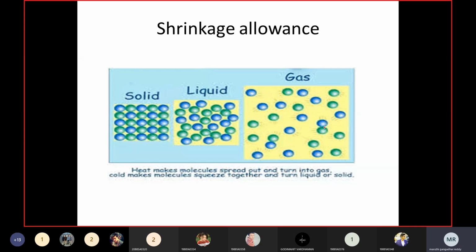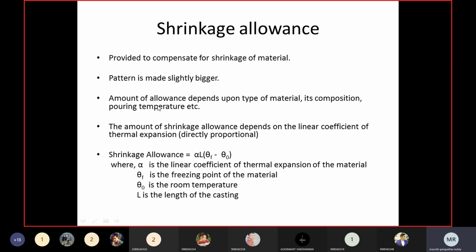That means in the gaseous state, more spacing is there between the molecules, whereas lesser space is there in liquid, and still lesser space in the case of the solid. That's why, in order to provide compensation for the shrinkage of the metal, we are pouring the molten metal at elevated temperatures. That means the metal is in liquid state.